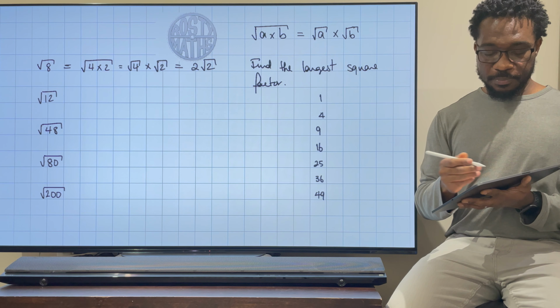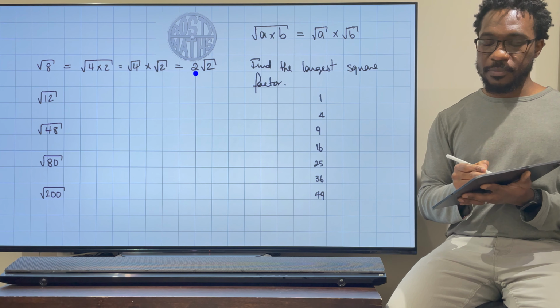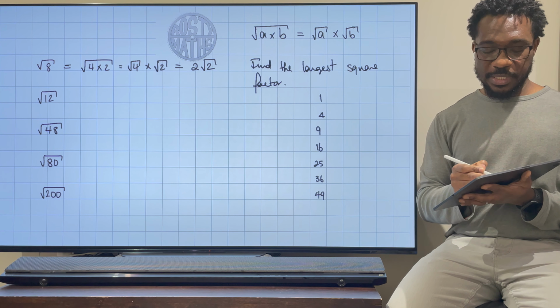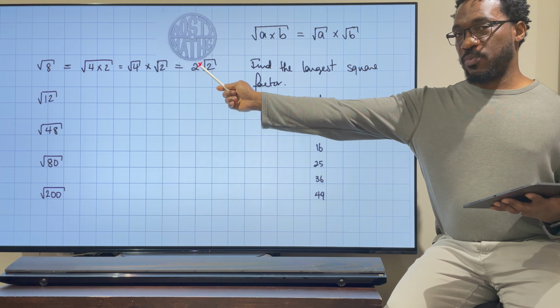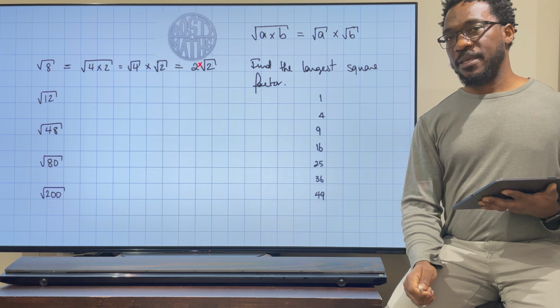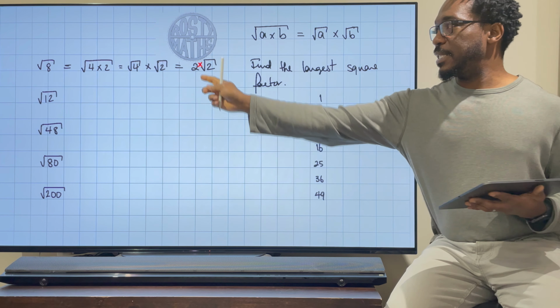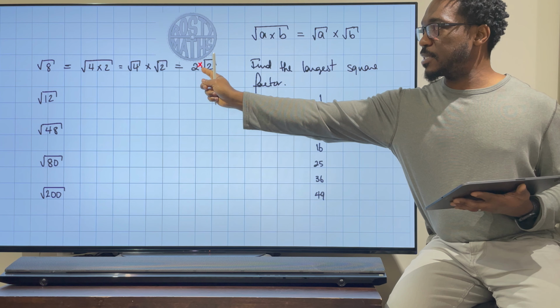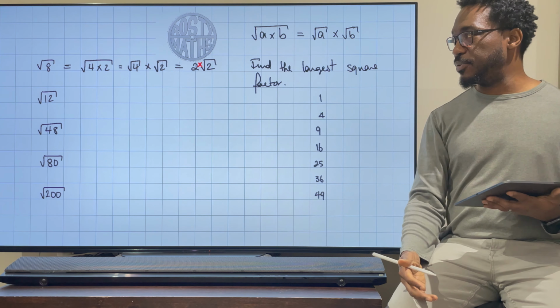Why? Because square root of 4, that's 2. And the square root of 2 stays as the square root of 2. Now, there's a times between the 2 and that square root there. But we don't have to put that times because we understand in maths that when you see two things like this, they're already multiplying. So if you want, you can put the times button. You don't really have to, okay?